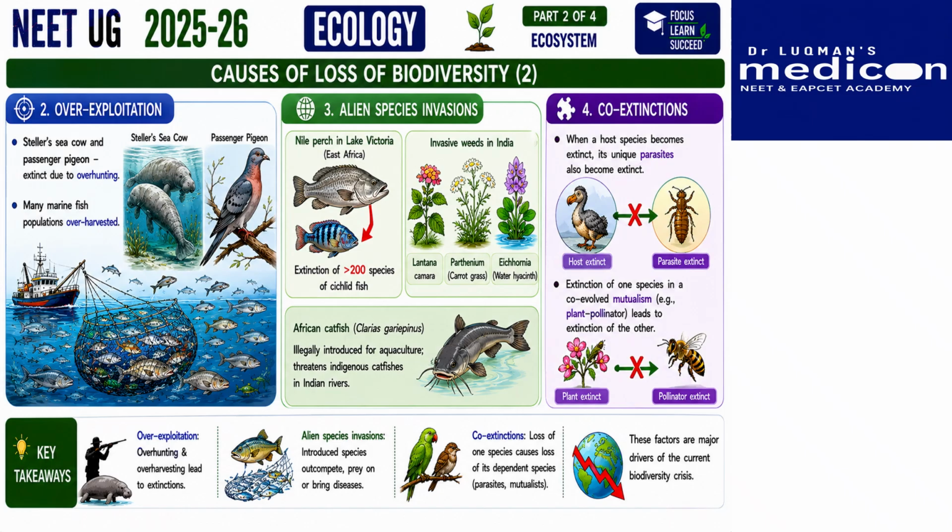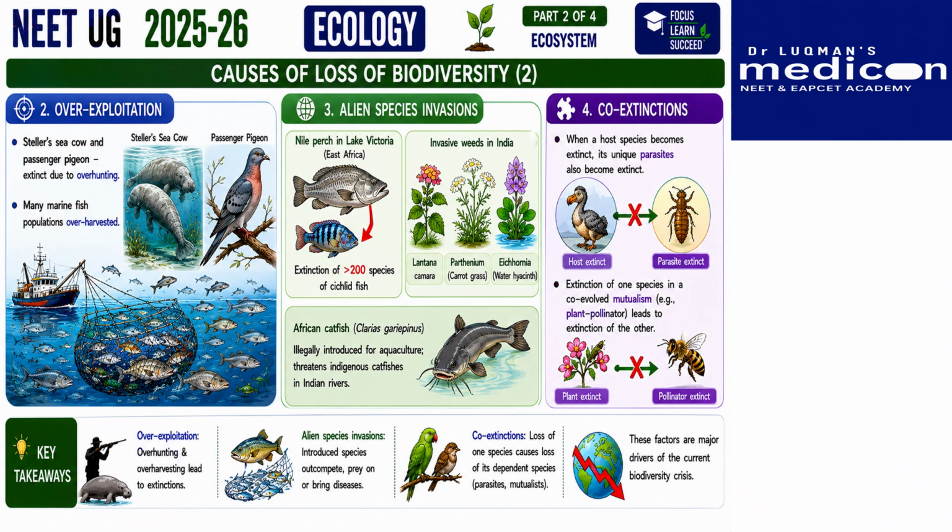Okay, invasive weeds in India are Lantana camara, Parthenium, carrot grass, and Eichhornia, that is water hyacinth. So these are the species which are actually invasive weeds in India. You have to remember the names also, and what is their function and what are the effects because of that.